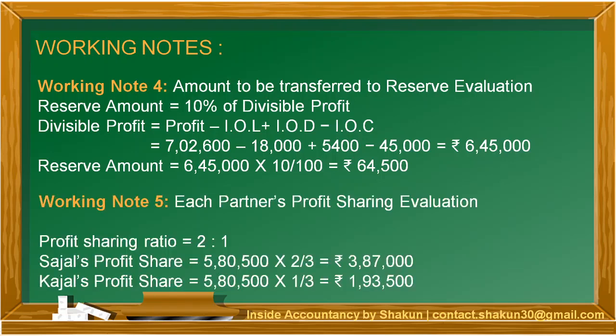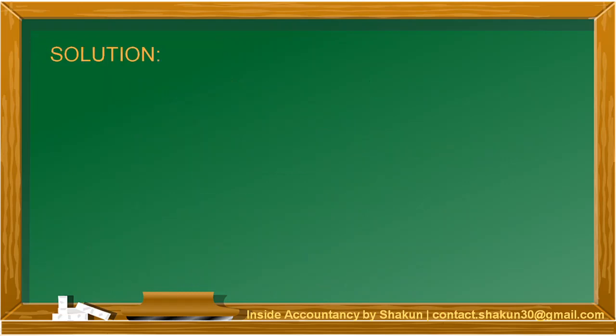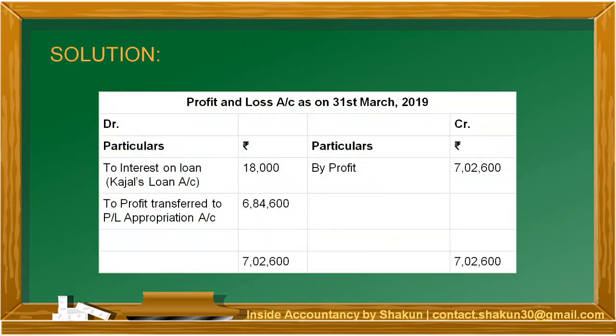The next working note relates to the profit sharing evaluation. The profit which we get from the profit and loss appropriation account after making all the appropriations and even subtracting the reserve amount is 5,80,500, which is divided in the ratio of 2:1, resulting into the profit share of Sajal and Kajal. Let's have a look at how our profit and loss account would show.